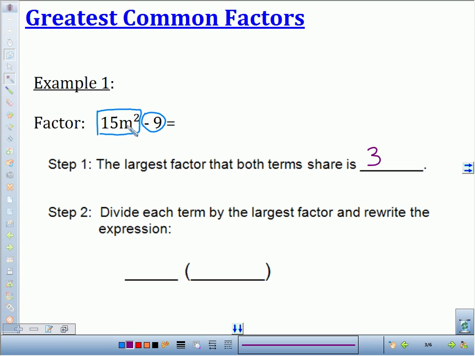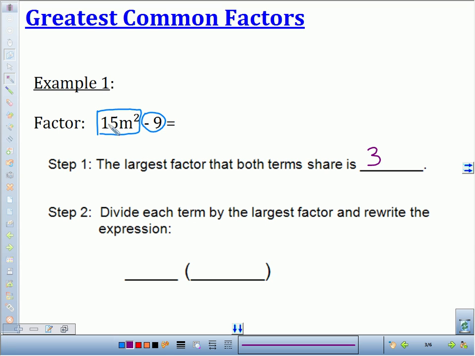Now the first term has an m squared in it, but the second term doesn't, so they do not both share an m term. Only the first term has one, so we can't list that as part of it. Therefore, the largest factor that both terms share is just 3. Now, the next thing we want to do is take the 3 that we know both terms share and divide each of your terms by 3.